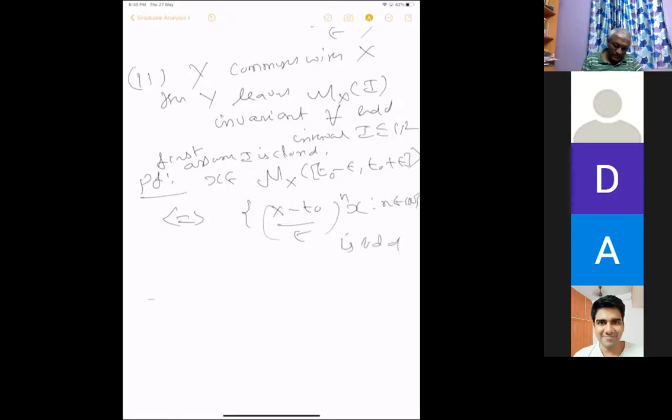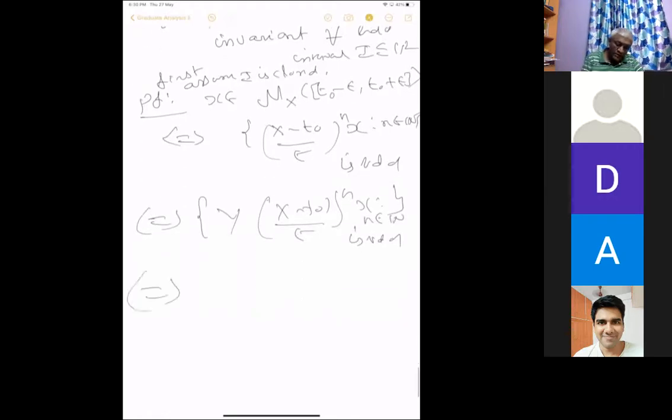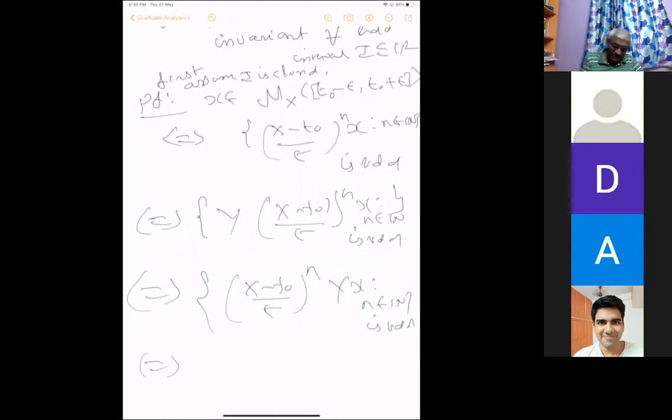But then y is a bounded operator. So y times (x minus t0) by epsilon power n x is also bounded because y is a bounded operator. But then y commutes with x, it will commute with x power n and all those things. So this is the same as (x minus t0) by epsilon whole power n yx. This is bounded. Here the vector is yx. So this is equivalent to saying yx is in that.